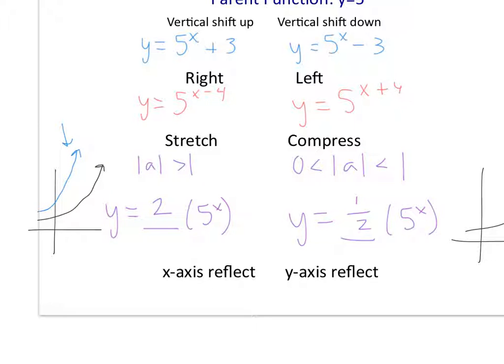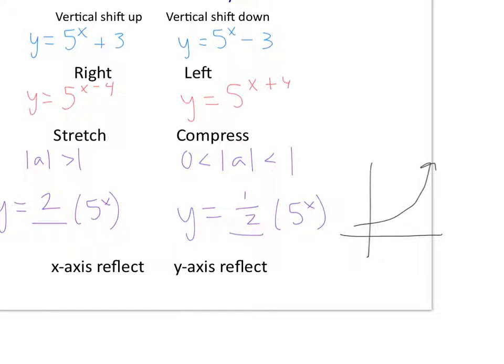Same thing here with the compress. If I have a graph right here and that's y equals 5 to the x, a compress means that our graph would have a slower or wider slope, wouldn't be quite as steep as that parent function. It would still look like the same shape, but would just be wider.